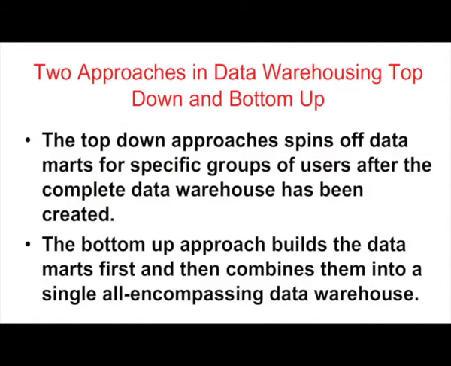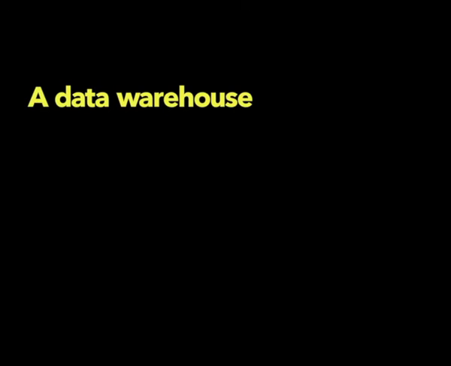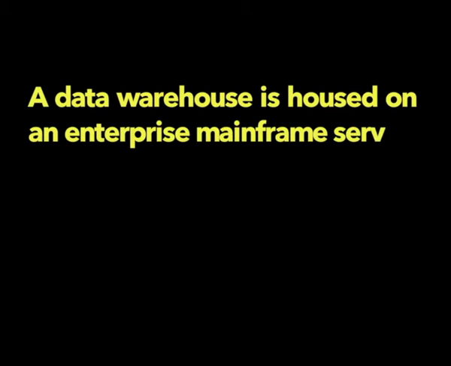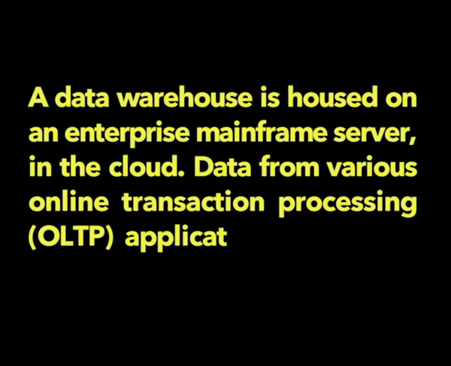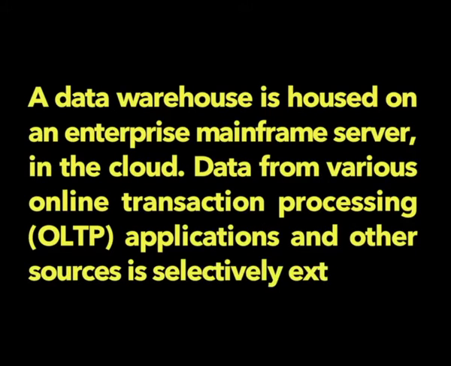There are two approaches in data warehousing, top down and bottom up. The top down approach spins off data marts for specific groups of users after the complete data warehouse has been created. On the other hand, the bottom up approach builds the data marts first and then combines them into a single all-encompassing data warehouse. A data warehouse is housed on an enterprise mainframe server or in the cloud. Data from various online transaction processing applications, that is OLTP, and other sources is selectively extracted.